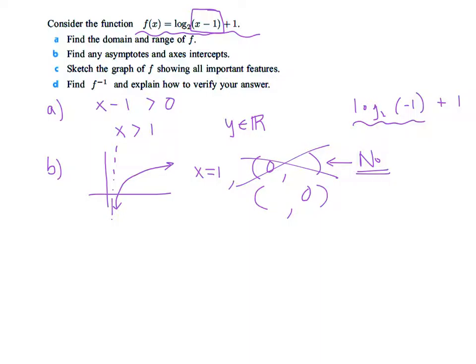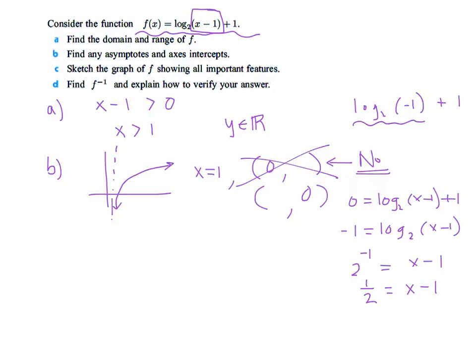How about the x-intercept? X-intercept is when y's value is equal to 0. So 0 is equal to log base 2 of x minus 1, plus 1. If we move the 1 onto the other side, we have negative 1 is equal to log base 2 of x minus 1. Rewrite this into exponential form. So we have 2 raised to the negative first power is equal to x minus 1. 2 to the negative first power is half. So half is equal to x minus 1. Solve for x. We're adding 1 on both sides, so it becomes 3 over 2. So x is equal to 3 over 2, and y is 0. So that is going to be this point over here.